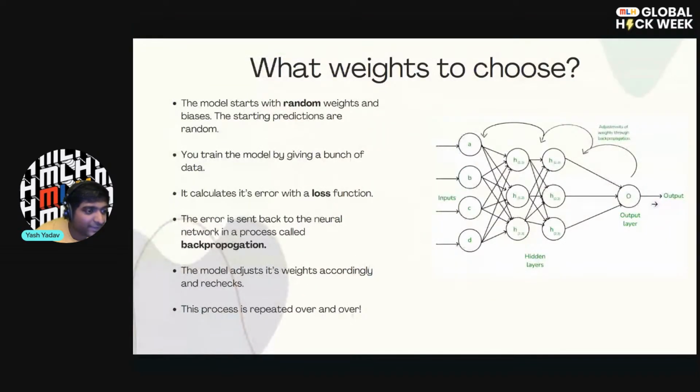Okay. Quaker says, yes, totally makes sense as probabilities. Awesome. Glad that it makes sense.